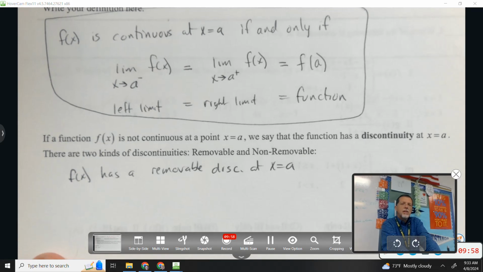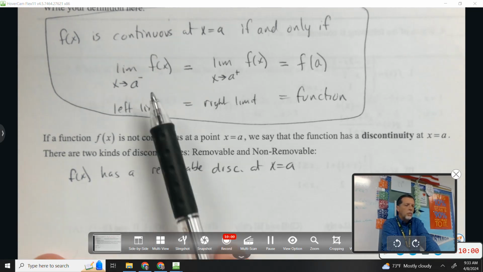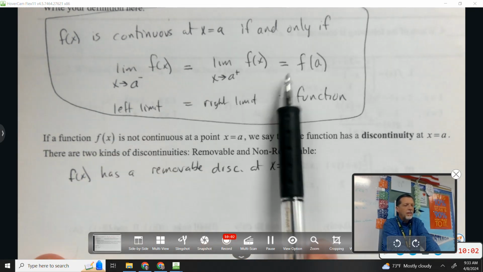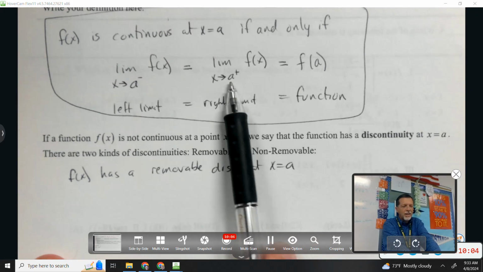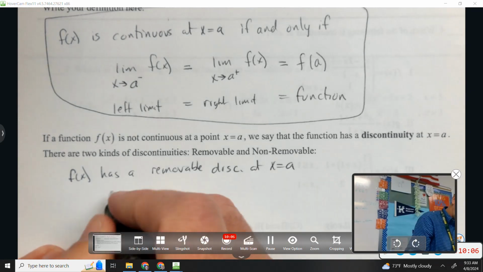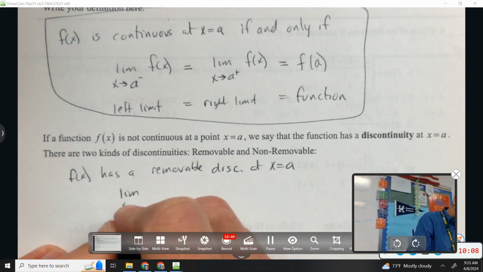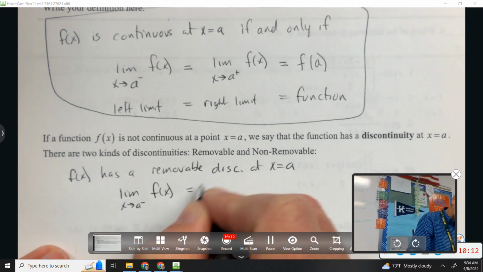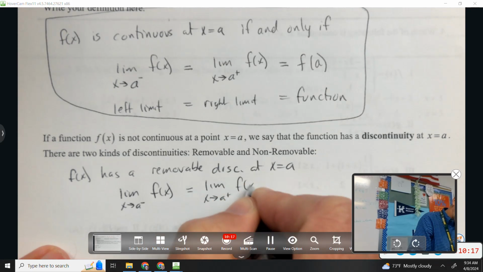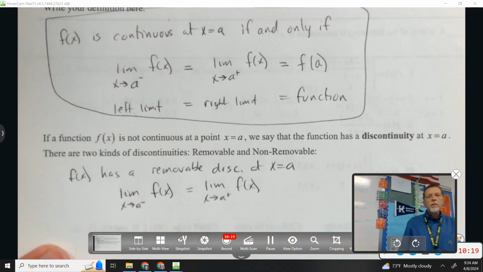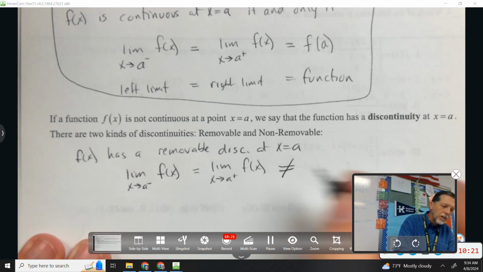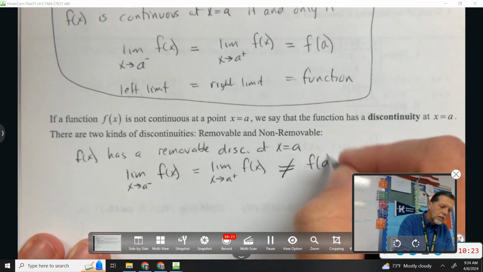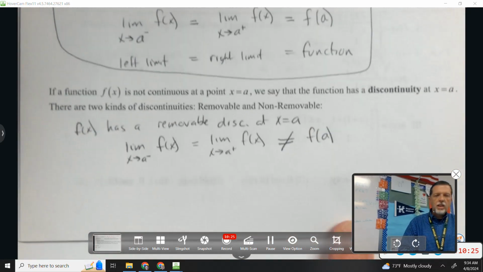Equals f of a. The limits are fine, but it doesn't equal f of a. So removable, again, this is like putting technical words on stuff that we already understand. I'll just write it all and then slow down and let you process that.